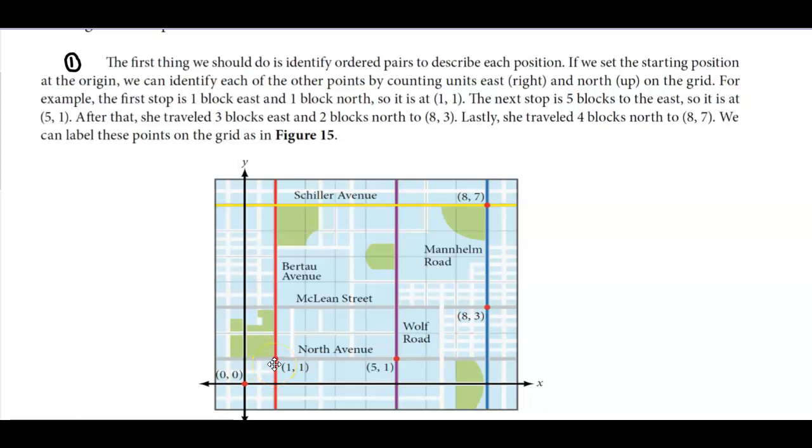The next stop is 5 blocks to the east, so it is at (5, 1). After that, she traveled 3 blocks east and 2 blocks north to (8, 3). Lastly, she traveled 4 blocks north to (8, 7). So we can label these points on the grid as in Figure 15. So here are those points.